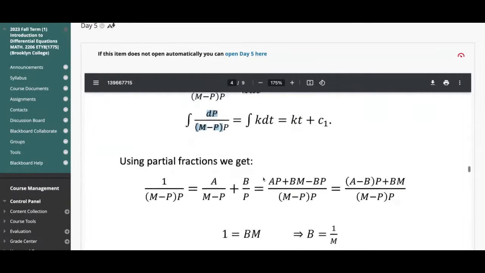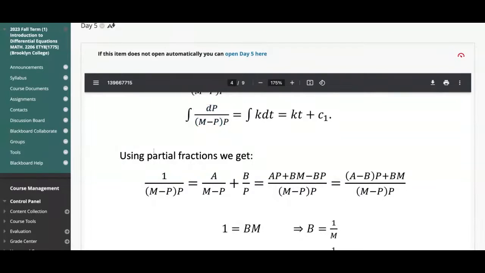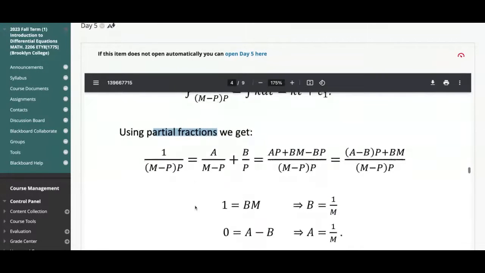Integrate this. We use partial fractions. So how do we integrate this? Because we see we have two factors in the denominator, so we want to use partial fractions. Hopefully you still remember how to use partial fractions, right? Because we have two factors in the denominator.